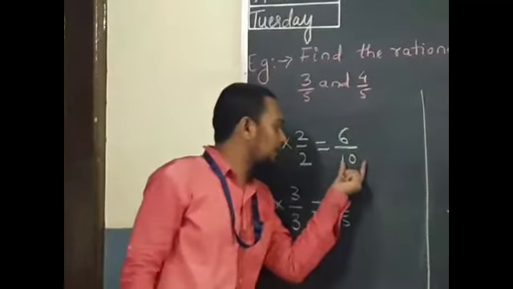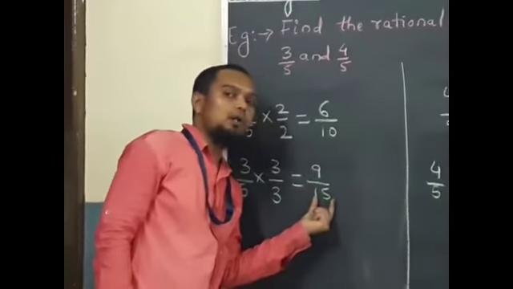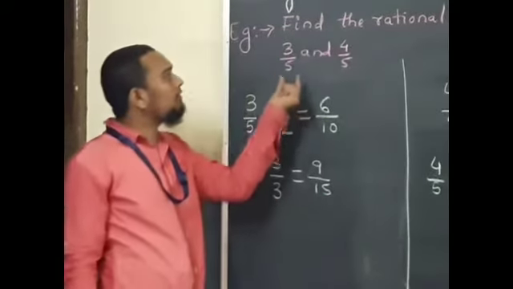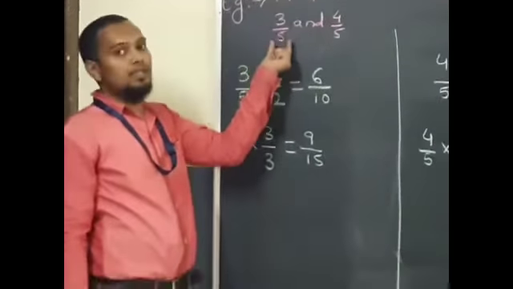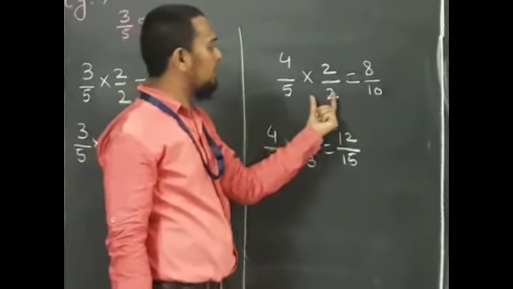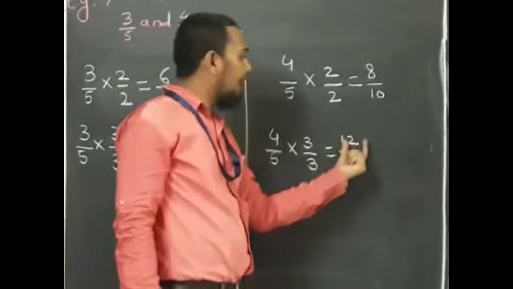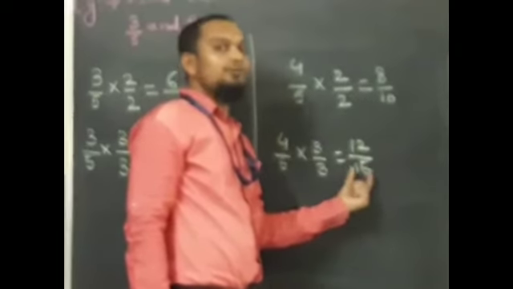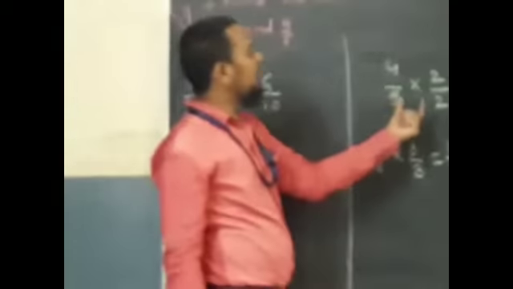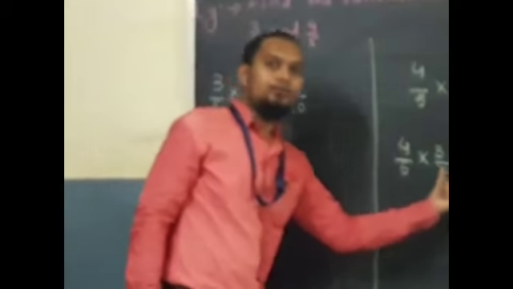Here 6 upon 10 and 9 upon 15 are equivalent to 3 upon 5. And 4 upon 5 into 2 upon 2 is 8 upon 10. 8 upon 10 and 12 upon 15 are equivalent to 4 upon 5.